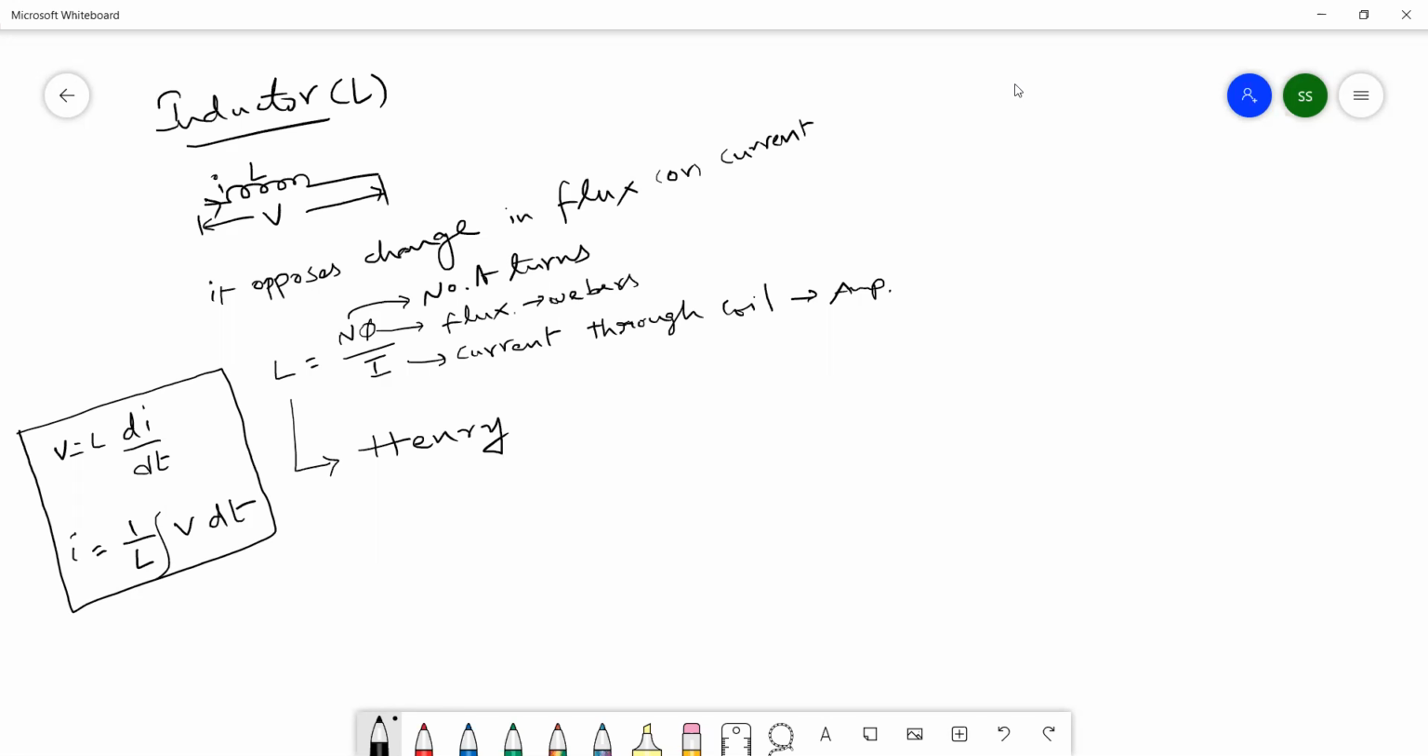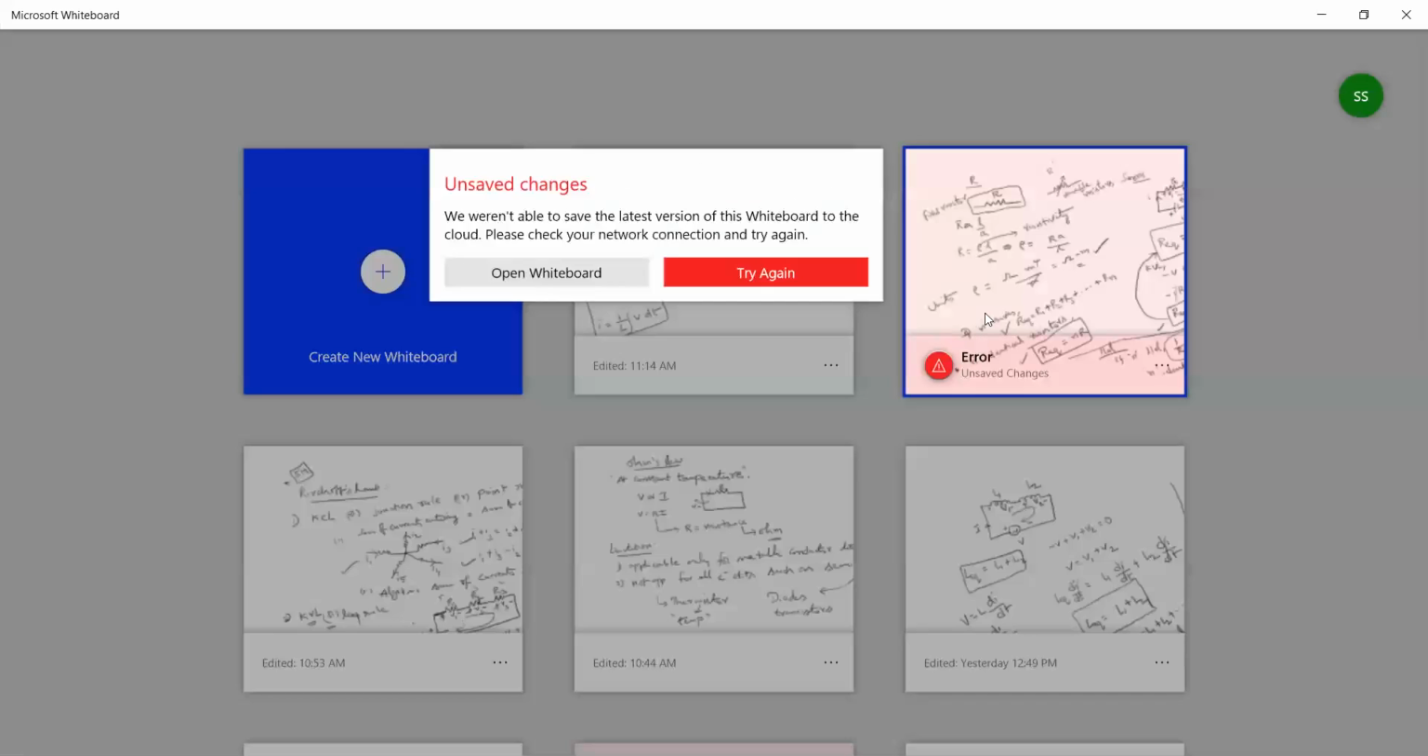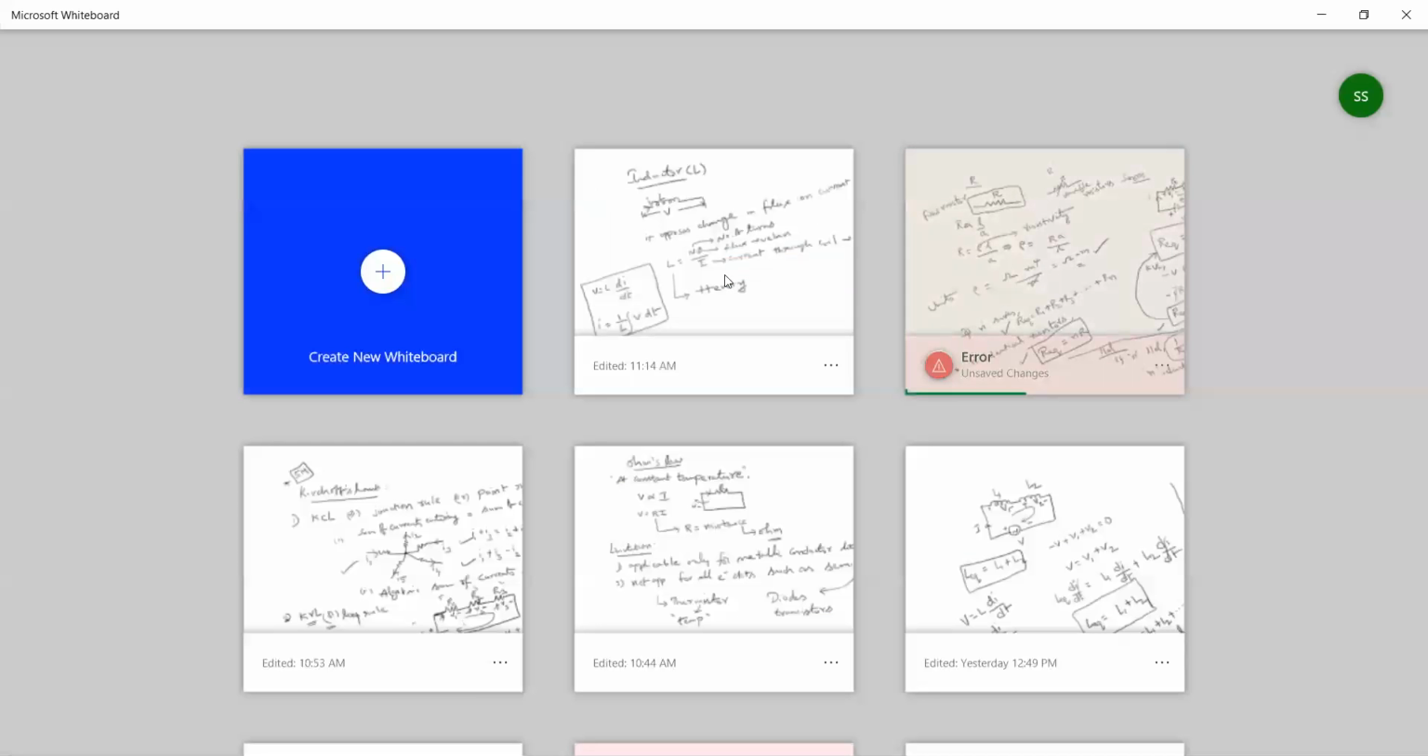See, I forgot to give the power formula for resistor earlier. Once again, I will get back. I think it's showing some error. What is going to happen?